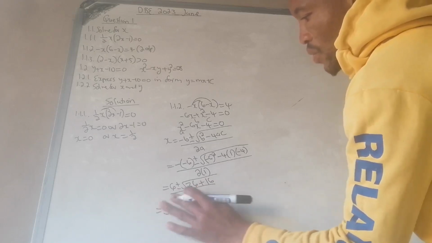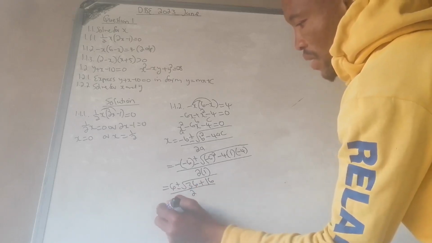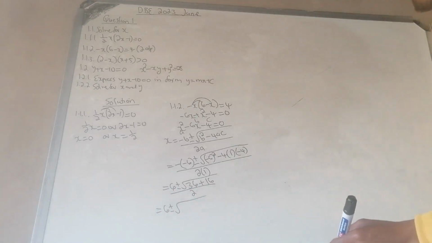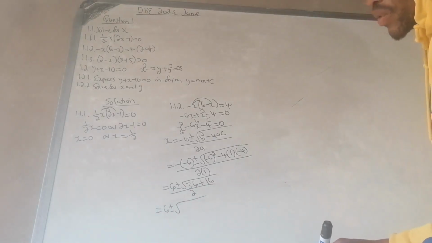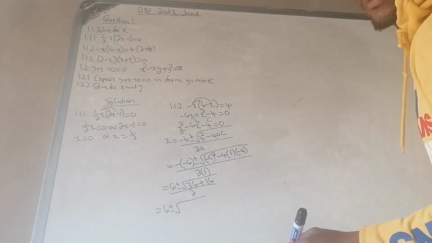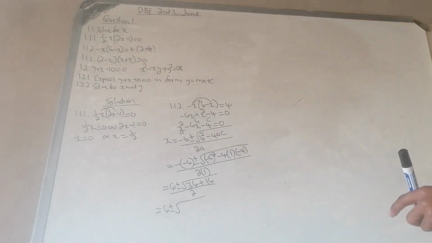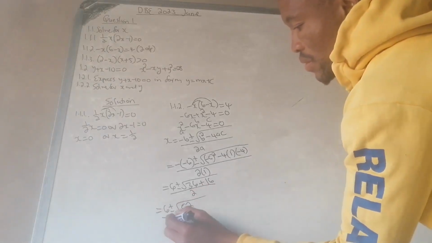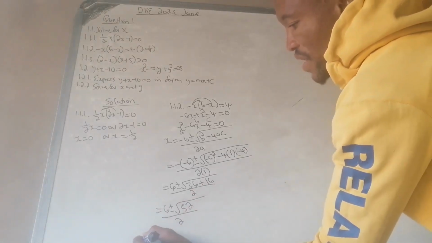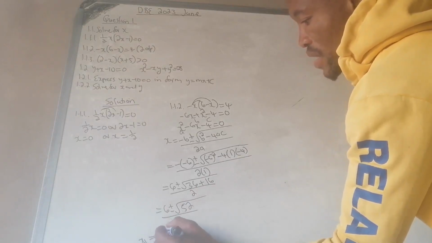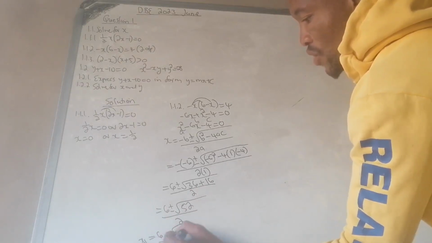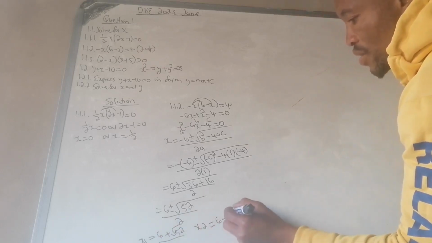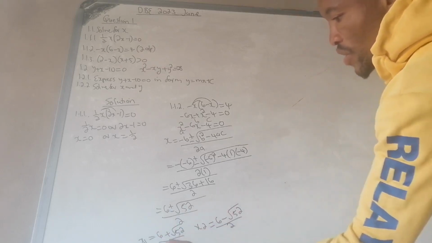That will give you 6 plus or minus the root of 36 plus 16, which is 52. And then the first x will be 6 plus root 52 over 2. The second x will be 6 minus root 52 over 2.